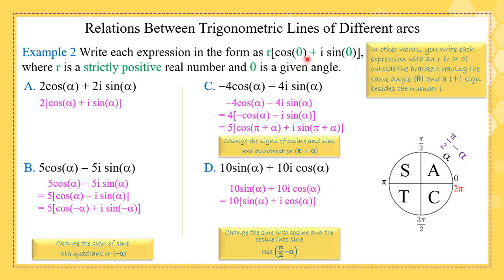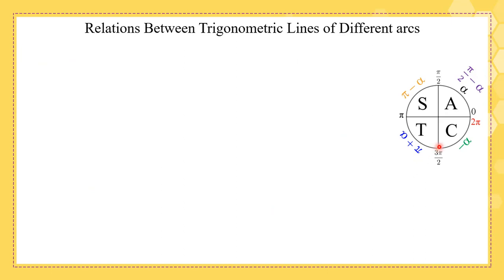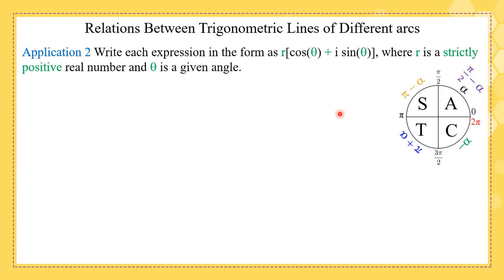This is not similar to what we need, because what we need is that the trigonometric line besides I should be a sine, and we have a cosine. So we use pi over 2 minus alpha. And finally, r is going to be equal to 10, and theta will be equal to pi over 2 minus alpha. Now this is the trigonometric circle with all the required details. And I want you to write each expression in this form as we did before. Now this expression, try to do it alone.